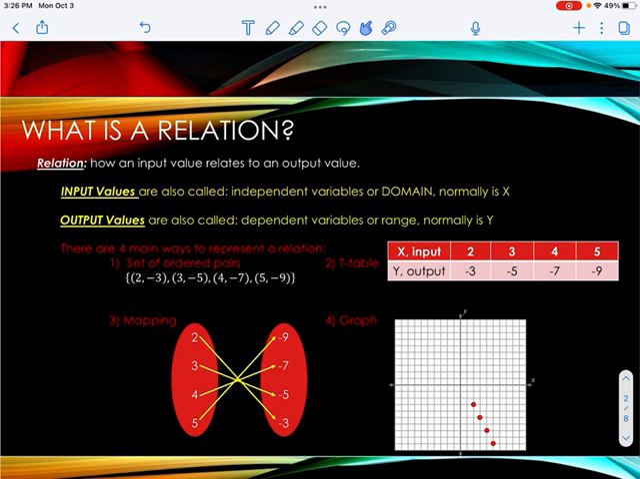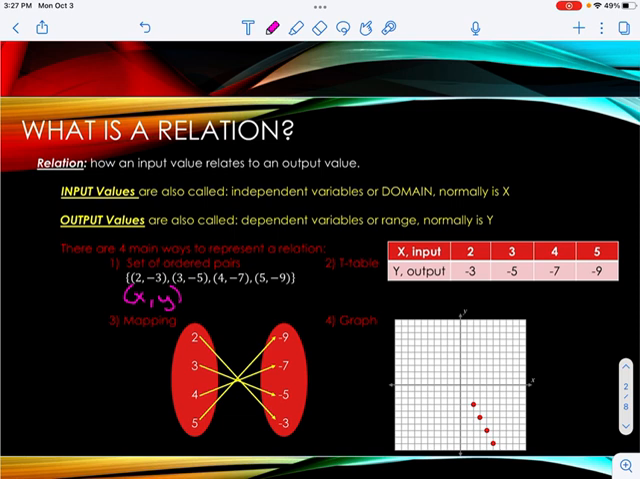Now, we have 4 ways to write a relation. One of those is a set of ordered pairs. We just go through and we write those down. We have set brackets on each side. Remember, our ordered pairs are always of the form X comma Y. Okay, so we put those into an ordered pair format. Another way we can do it is a T-table, where we just write all the X's, the input values, the Y values, and then we make those link together.